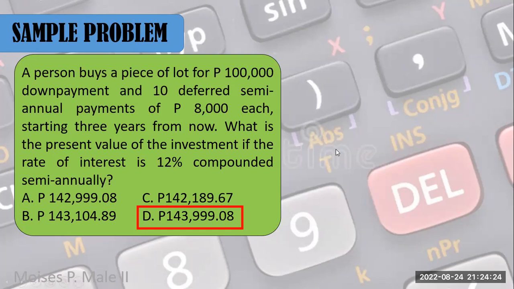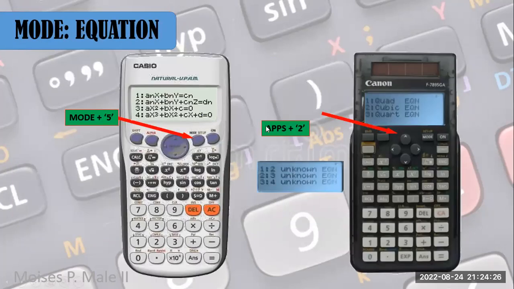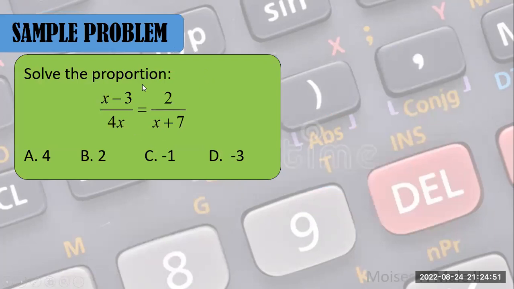So, yan. Mode equation. Dali lang yan, no? So, ito. Mode 5. Okay. Ito naman ups to mode equation. Okay, so, dito, up to quartic equation tayo. Ito, up to cubic lang. Okay. Sample. Solve the proportion.